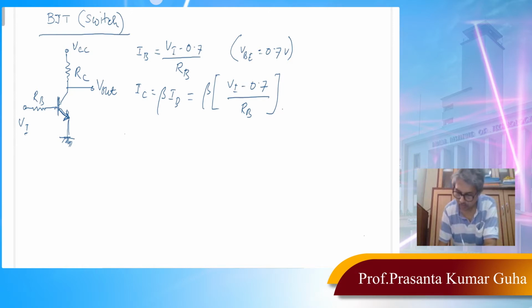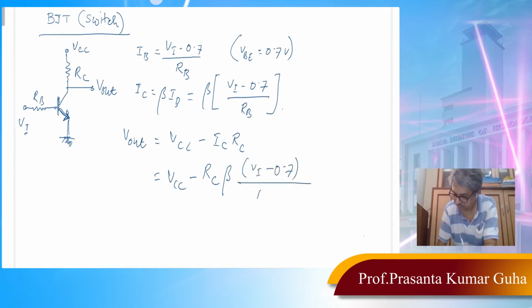Then of course we can find out V out, because V out will be equal to VCC minus the voltage drop across RC. So VCC minus IC RC, that will give us V out. Now you see that we can have several situations of V out here, depending on the value of VI. If VI is less than 0.7 volt, then the BJT is off.